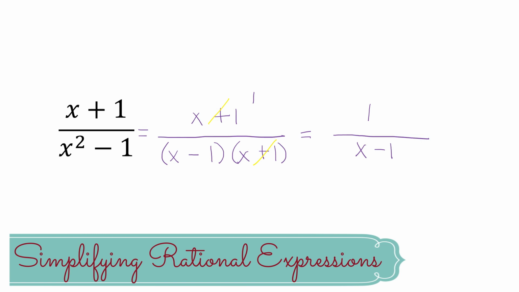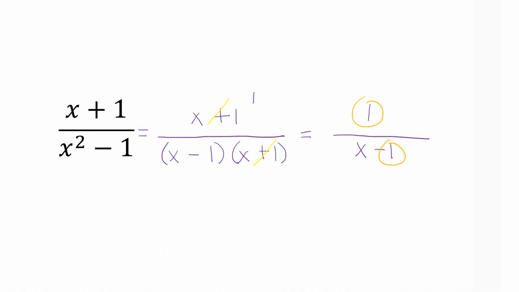Okay? Now, in 1 over x minus 1, can we cancel out these ones? Absolutely no, because it's the common factor that is being cancelled out. So remember, in simplifying rational expressions, we factor out and we cancel the common factors. And that will be useful in solving rational equations.